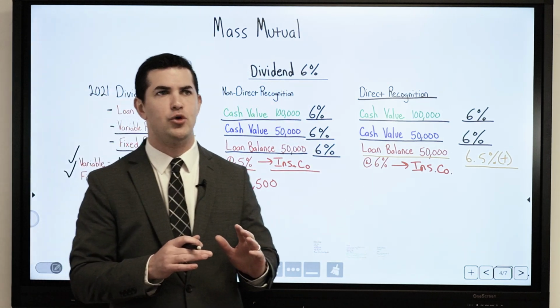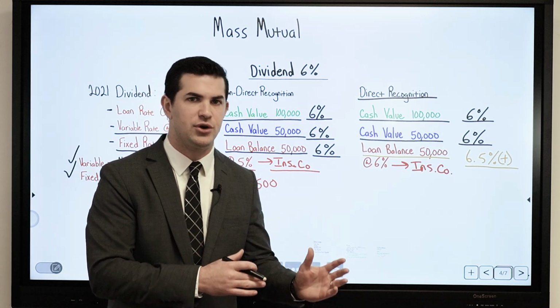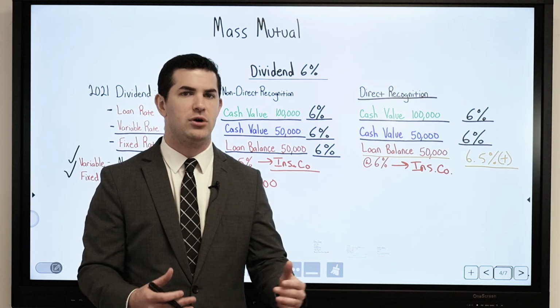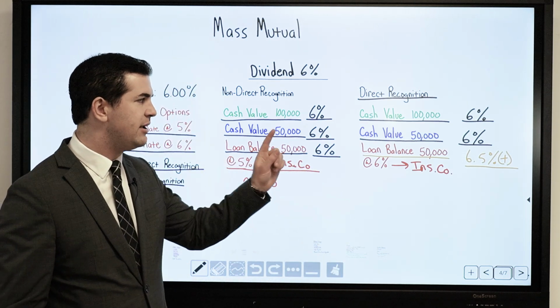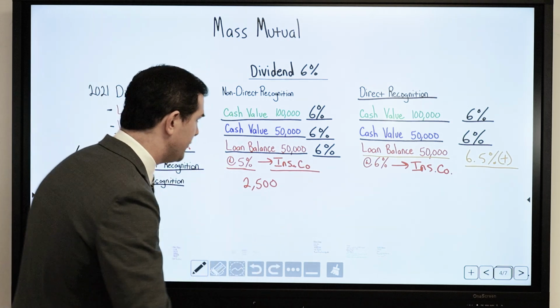The main item to be aware of, just to build more awareness here, is if I go with the direct recognition contract with MassMutual, they do have a bit more control over adjusting exactly how dividends are applied on my borrowed cash value.